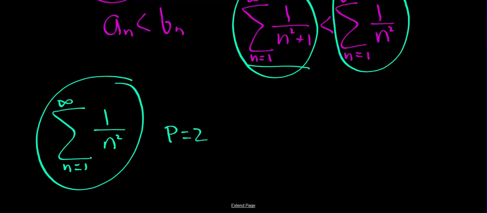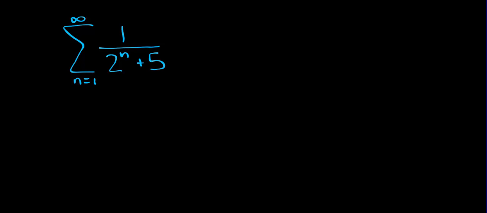So our job is to find a series that's greater than ours, and if that series that's greater than converges, then so does ours. So let's look at another example. Let's suppose I've got the series from 1 to infinity of 1 over 2 to the n plus 5. Now that looks a little bit like a geometric series, except it's got that plus 5 in the bottom. But let's suppose we're given this series, and we're asked, does this converge or not?